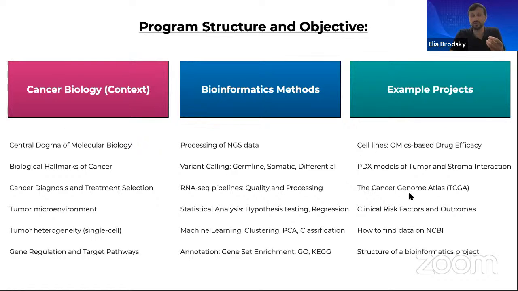And then finally, we'll introduce you in detail to curated data sets from these exemplar projects. And these include projects from cell lines, the patient-derived xenograft models of tumor and stroma interaction, where a tumor is engrafted into an animal mouse model, the Cancer Genome Atlas, or TCGA, that will allow us to think about clinical risk factors and outcomes, and also think about different types of therapeutics for different subtypes and stages of cancer.